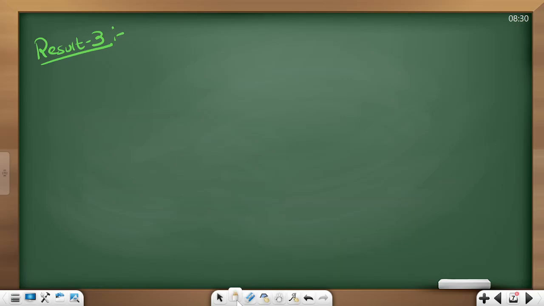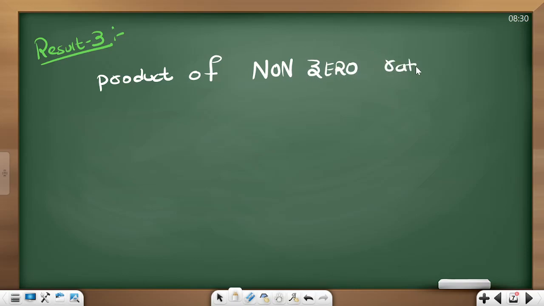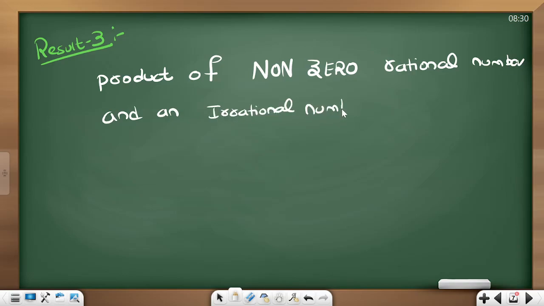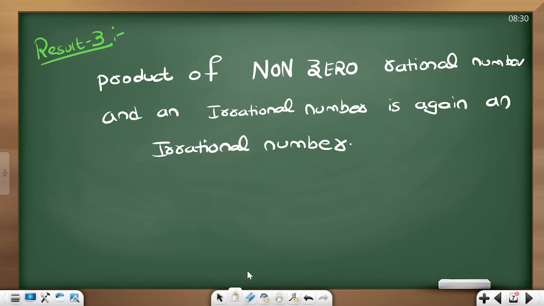Result 3. Product of a non-zero rational number and an irrational number is again an irrational number.